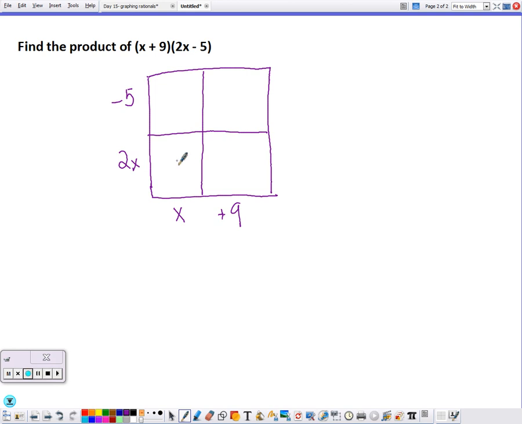So this first box, because it's 2x times x, is 2x squared. This one, because it's 2x times 9, becomes 18x. In this box, we have x times minus 5, which is going to be minus 5x. Over here, we've got minus 5 times positive 9 becomes negative 45. So now we write our terms out.